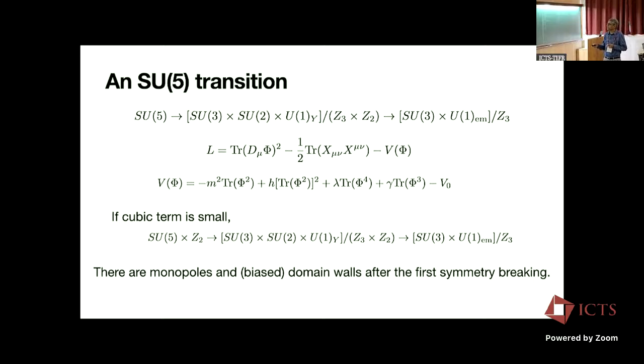There are magnetic monopoles in this transition because there's a U1, right? And so the pi 1 of the U1 is non-trivial. And you have domain walls. So in this particular case where gamma is small, there are monopoles and domain walls after the first symmetry breaking. If gamma is small, then the domain walls are biased. Okay? So this grand unified theory has structures that resemble domain walls, and it has magnetic monopoles.